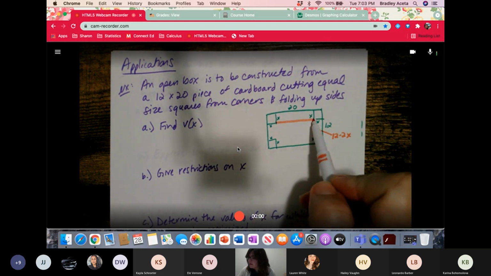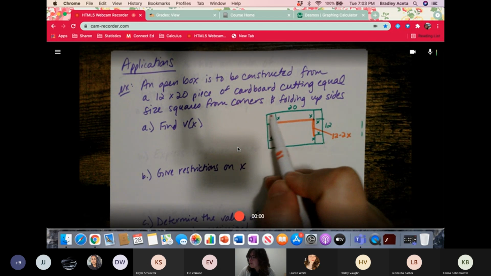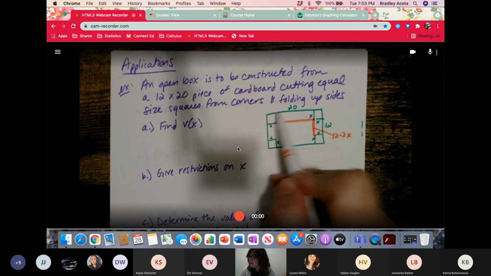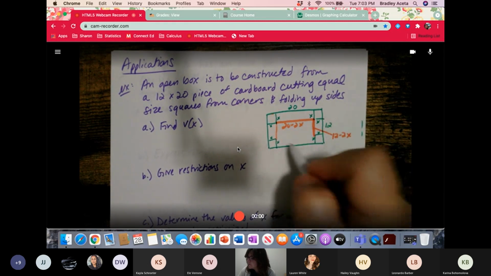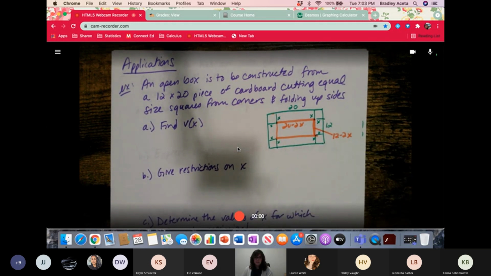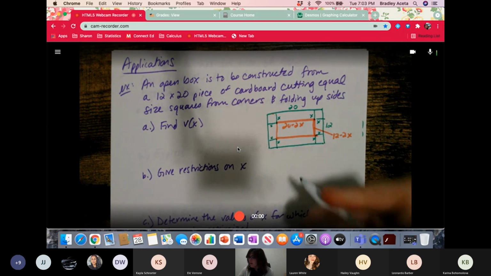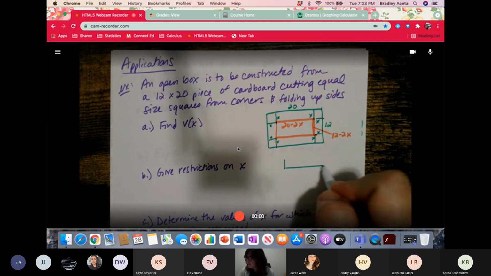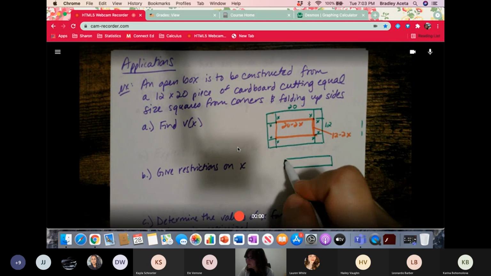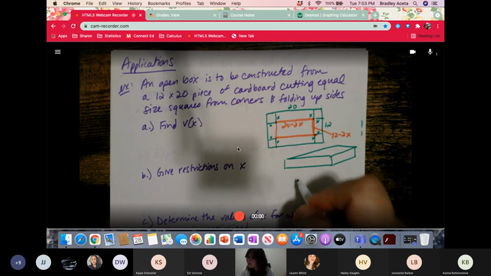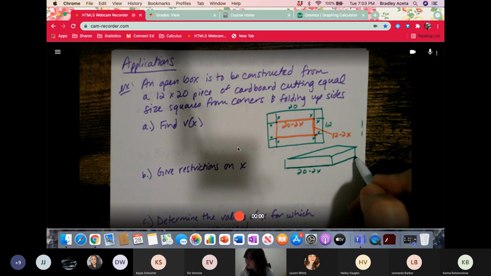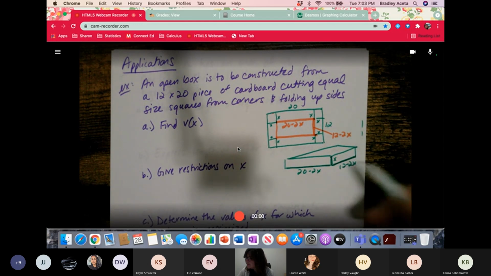And if this whole side is 20 and you've cut X away from it this way and this way, you would have 20 minus 2X. So if you were drawing this like a box, think about it like this. It's a terrible box, but you have this 20 minus 2X side right here. And then back here, you have that 12 minus 2X. And then this height right here is X.